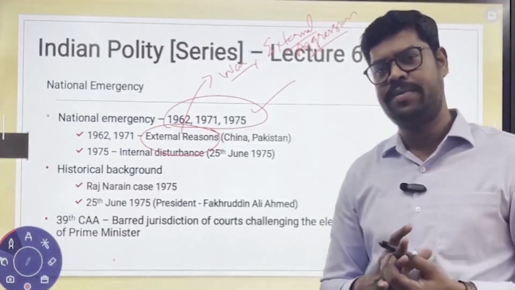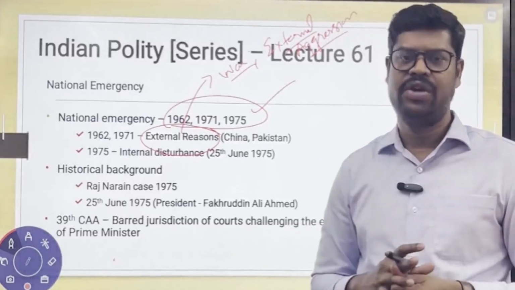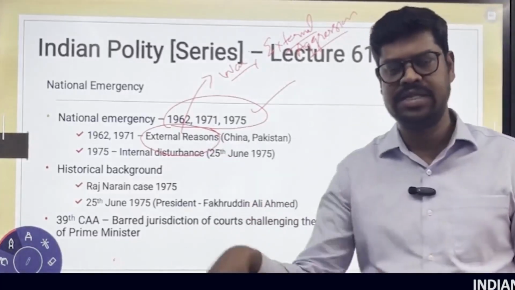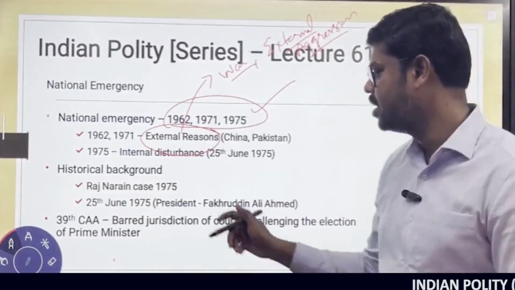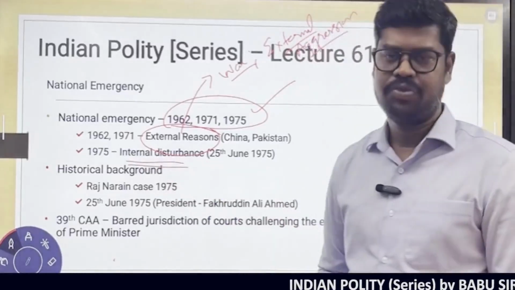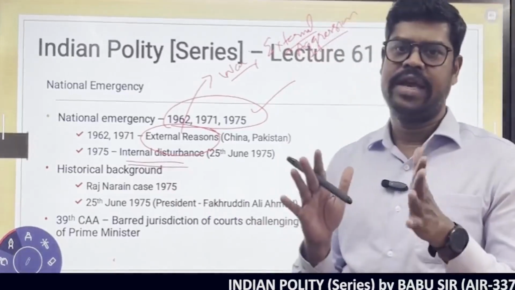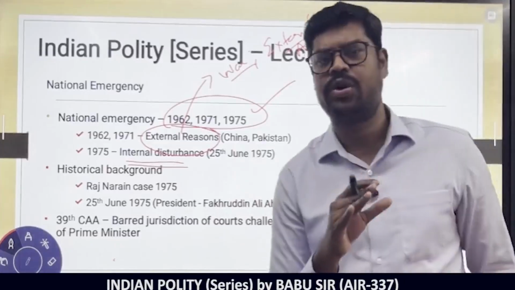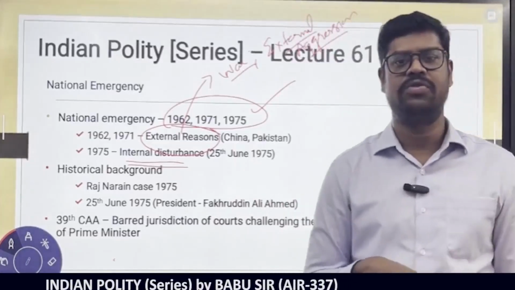But then the third emergency, which was declared in 1975, was on internal reasons. The reason was within the country, that is, an internal reason. And what was the reason? It was on the grounds of internal disturbance within the country. So these are the three occasions in which the national emergency has been proclaimed. The third one was quite controversial. Even today, it remains a controversial thing.